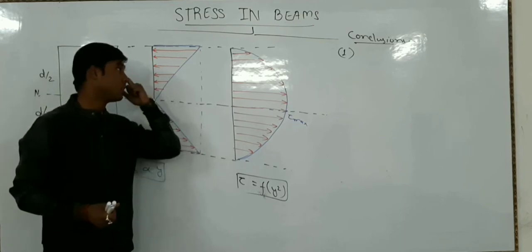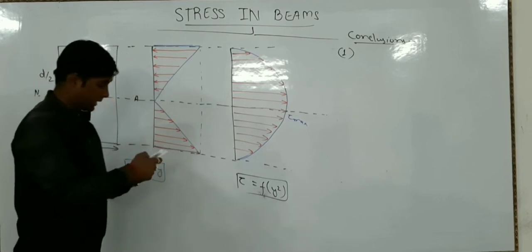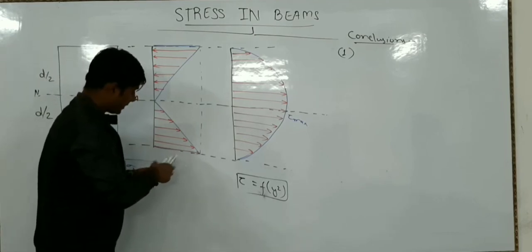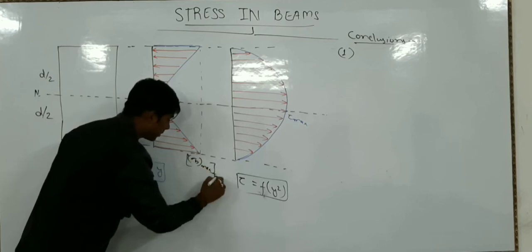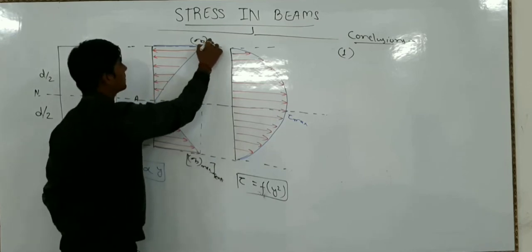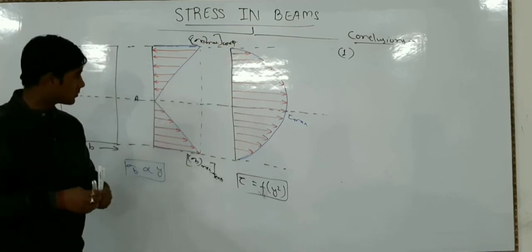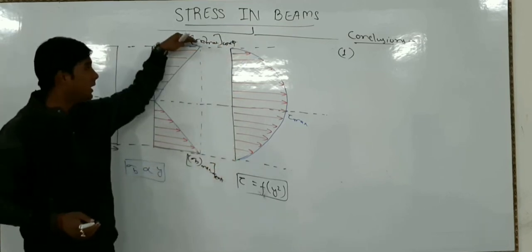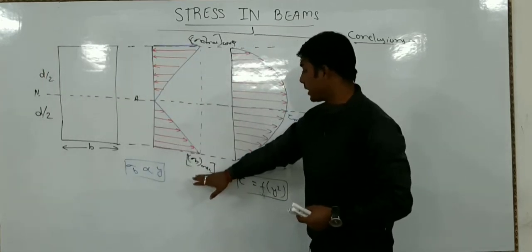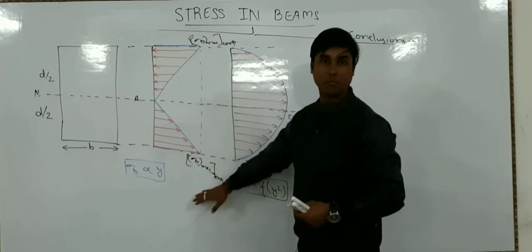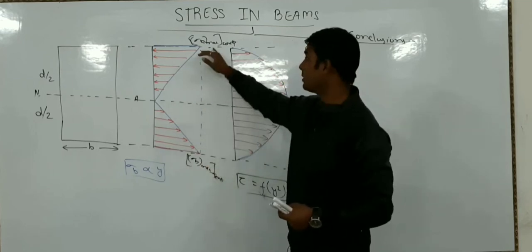if we see the top fiber and bottom fiber, let me write the values. This is the sigma b max value, sigma b max for tension, and this is the sigma b max for compression, okay? So if we consider the top fiber and bottom fiber of the cross section, we can clearly see that sigma b values are going to be the maximum on either the top or the bottom fiber. The sigma b values are maximum.